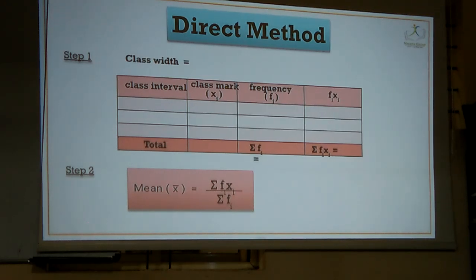Mean formula is important. Summation of Fi Xi, sigma, summation of Fi Xi divided by summation of Fi. What is Fi Xi? Multiplication of frequency and the class mark. Write down. Direct method, write down.